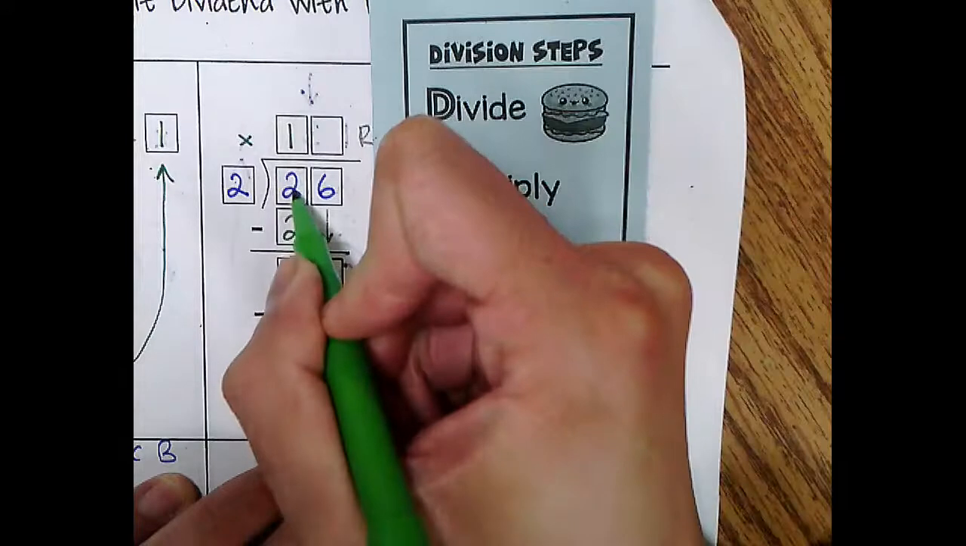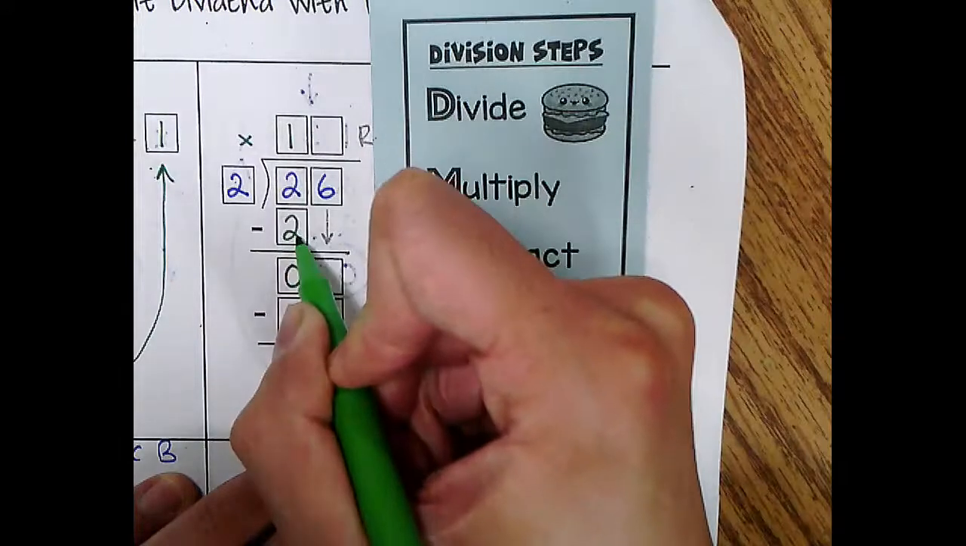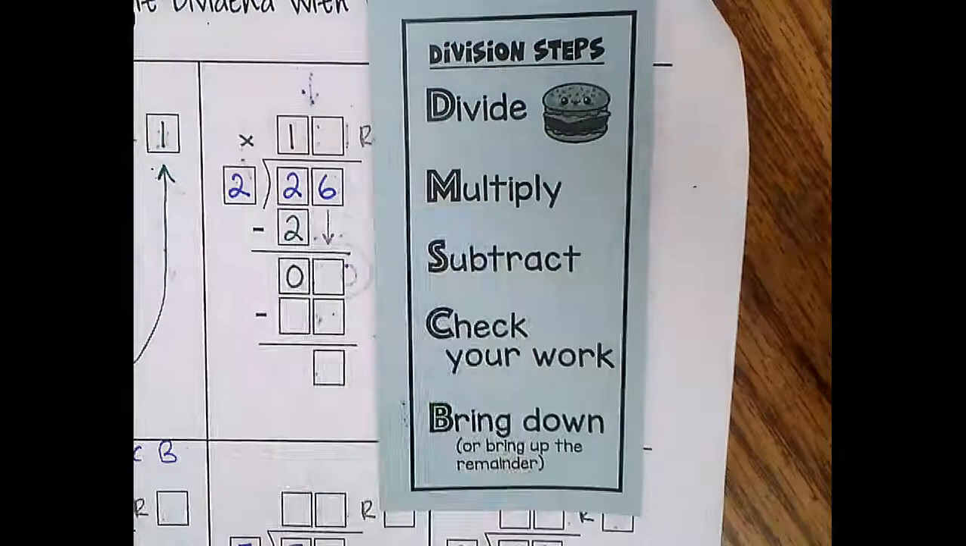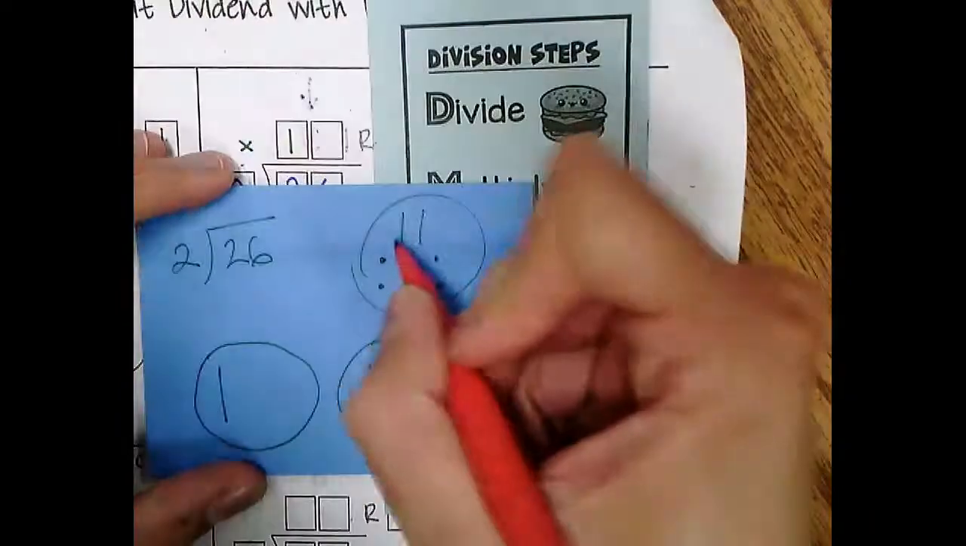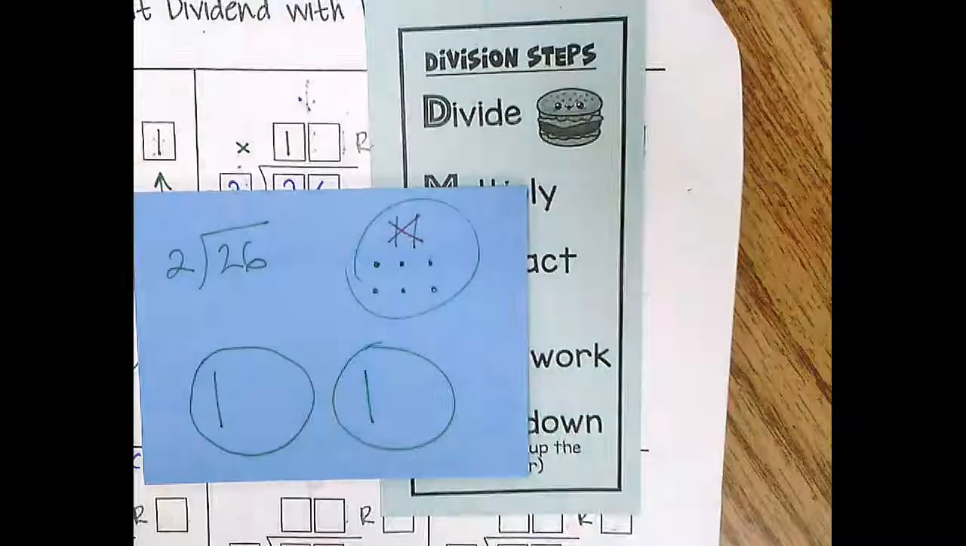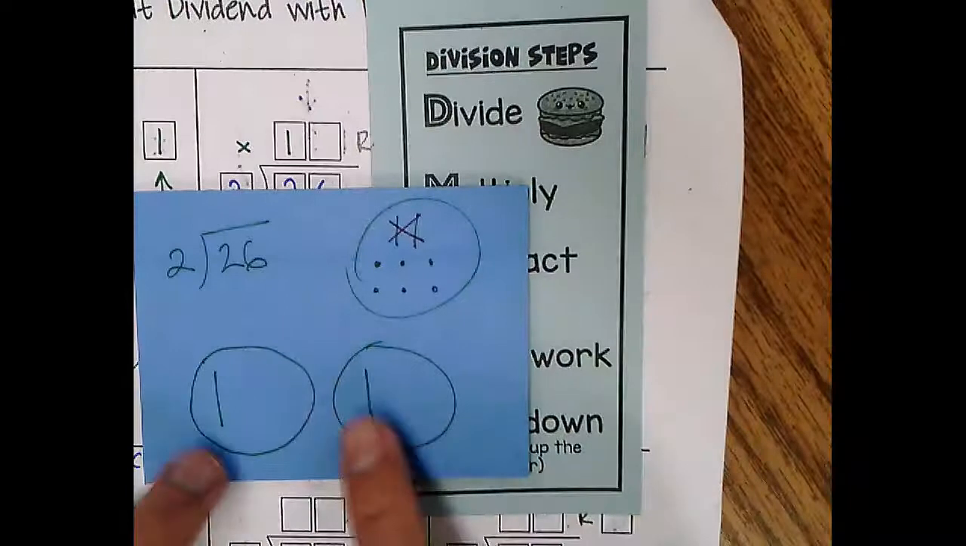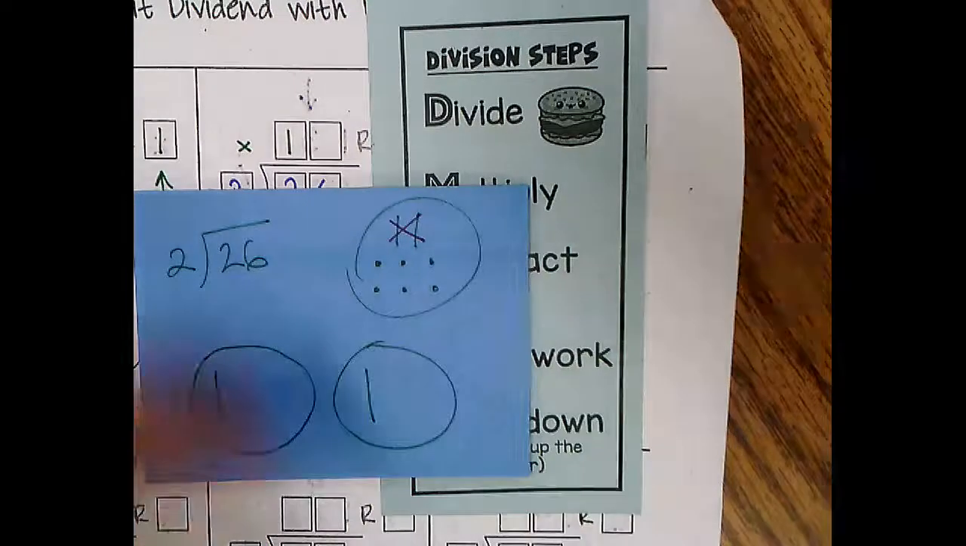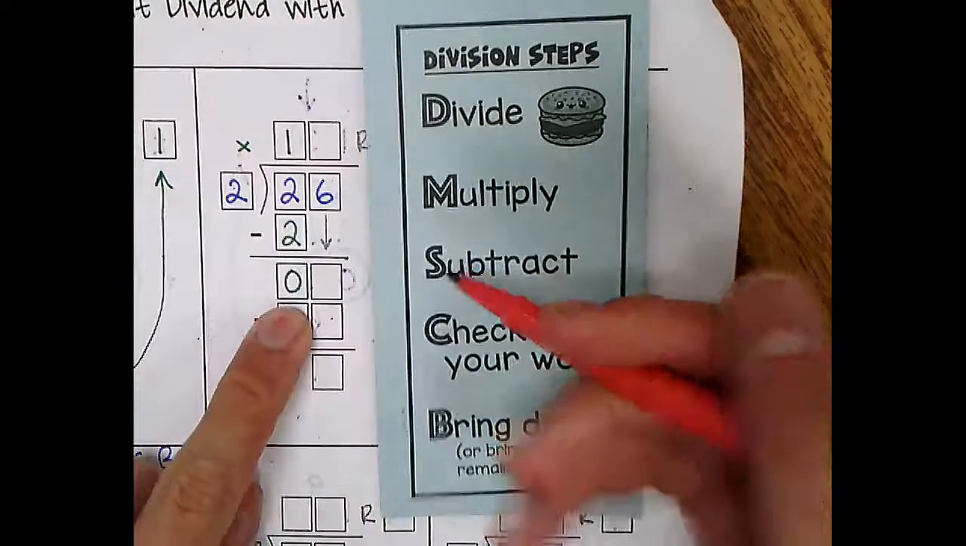We had 2 10s in the bowl. We passed out 2. And now we have 0 10s left over. So if I look in my bowl, I'm going to cross those off because we just passed those out. Okay? So there's no 10s left, which is why we have a 0.